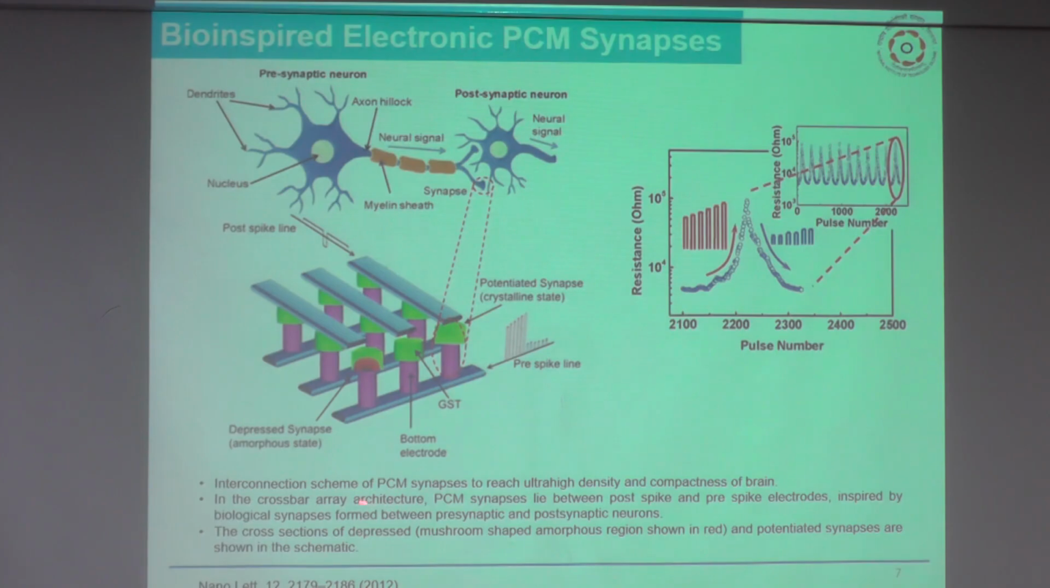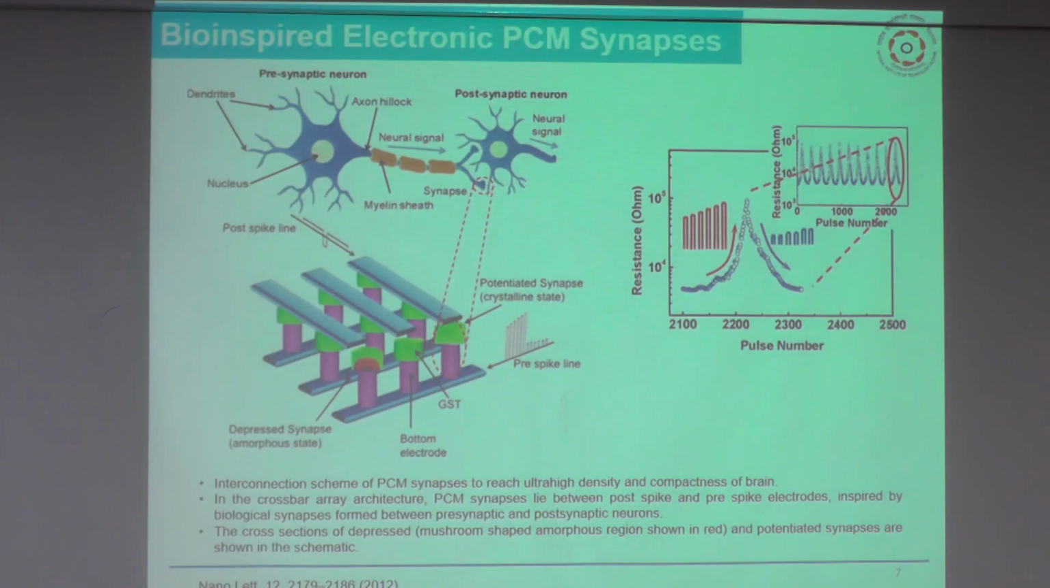And in the crossbar array architecture, the PCM synapse lies between post-spike and pre-spike electrodes, inspired by the biological synapse formed between pre-synaptic and post-synaptic neurons. So the thing is that here it's a crossbar array, and you are simultaneously reaching out at a particular array element because it is not a single element. Okay, where you want to go and save the information, you can. It's a kind of memory where you have a word line, bit line, and you can directly hit and directly identify the information. So it's an array where you can provide pre-spike and post-spike pulses, and you can get this. Is it clear to all of you?